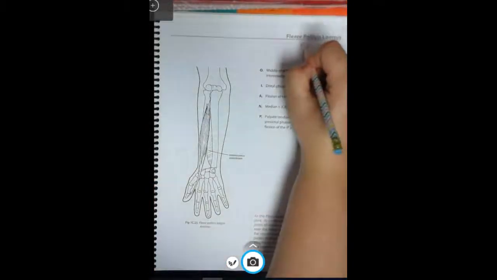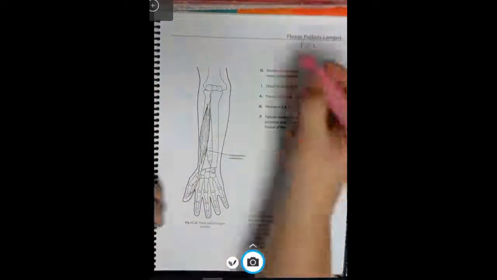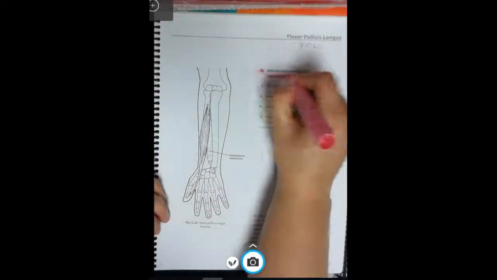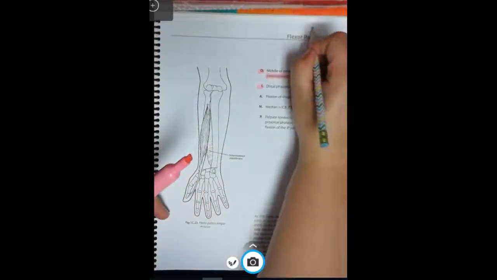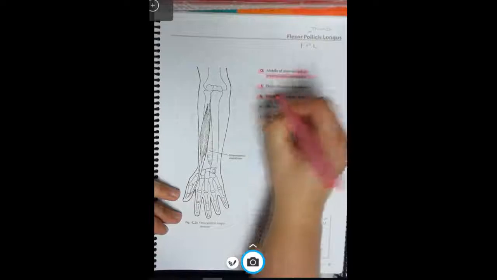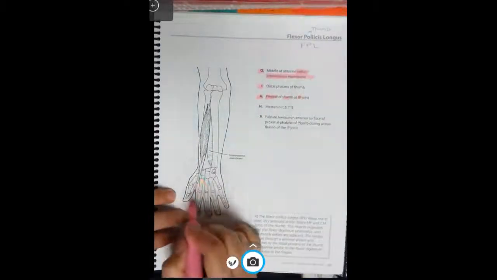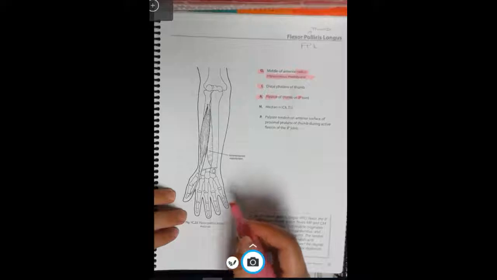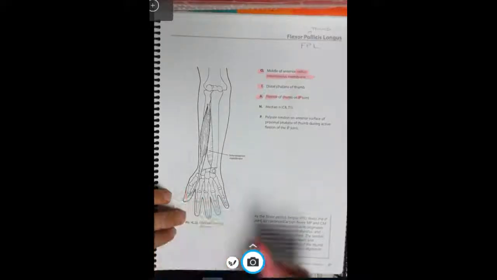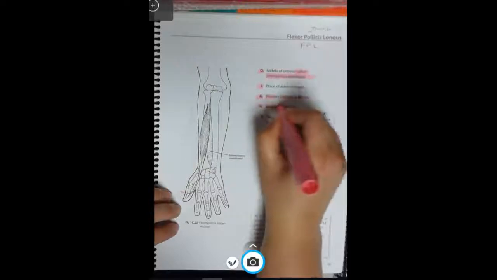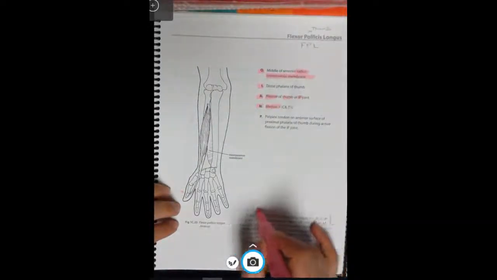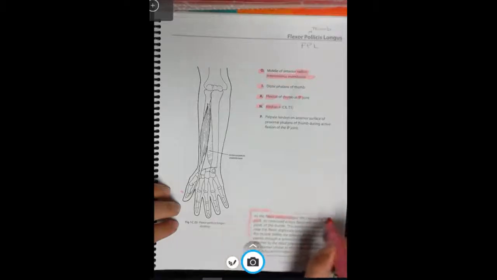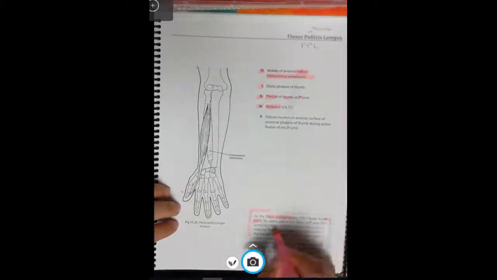Flexor pollicis longus. We're going to originate off the radius and interosseous membrane, and pollicis, this word here, means thumb. Okay? So we're going to flex the thumb at the IP joint. On the thumb there's no proximal or distal, you just have this IP joint here. And then you have the median nerve right there. Okay, that kind of just summarizes what I just said. It'll also help flex MP and the CM.